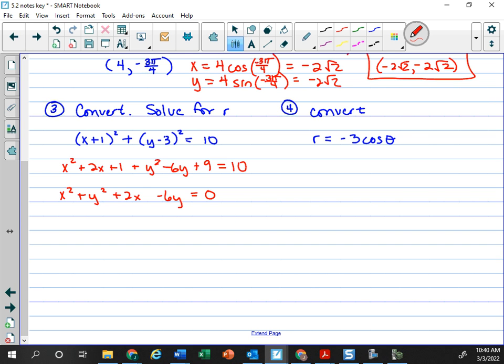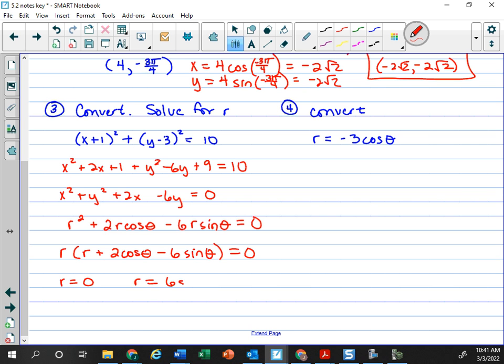And then I can substitute. x squared plus y squared is r squared. 2x would be 2r cosine theta. Minus 6y would be minus 6r sine theta. Now, he didn't say solve for r, so what do I have to do at this point? Yeah, factor an r out. And I'm left with r times the quantity r plus 2 cosine theta minus 6 sine theta equals 0. When I set the two factors equal to 0, I get r equals 0. And are we okay with the other one would be r equals 6 sine theta minus 2 cosine theta?